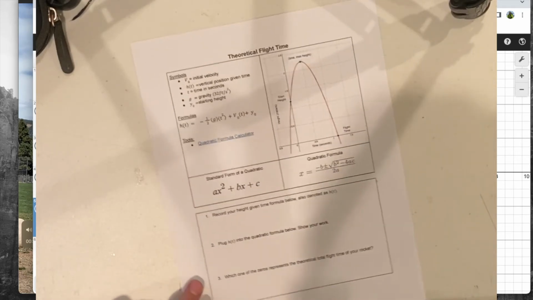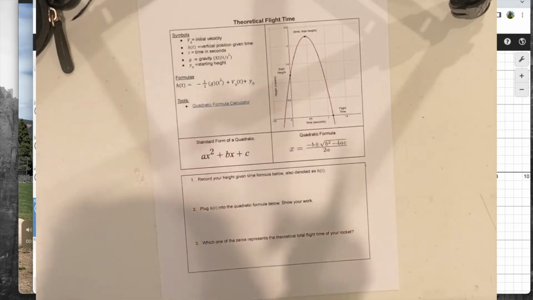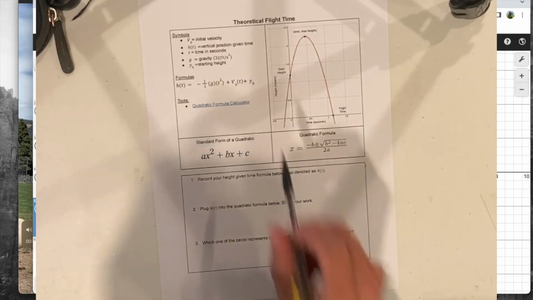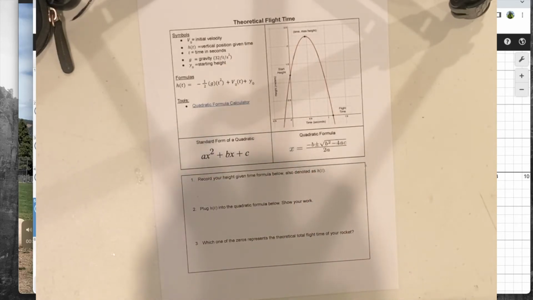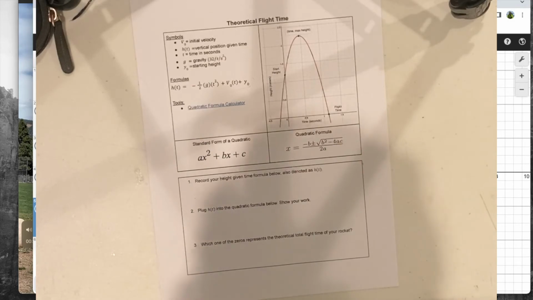And now for the last part of the calculations, the theoretical flight time. The tools that we're going to use are our initial velocity and the vertical position formula, which is h of t. Time, t, equals time in seconds, gravity is still the same, it's still 32 feet per second squared, and y naught is our starting height. And this is our formula right here. We now have a completed formula that models the rocket's flight given time.